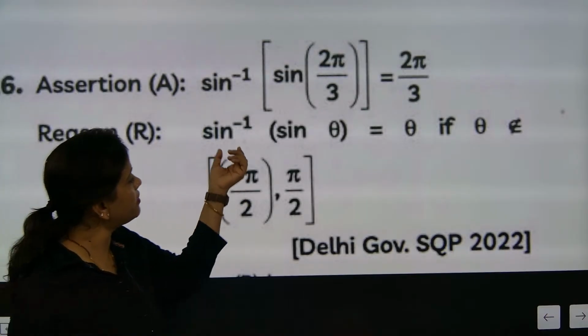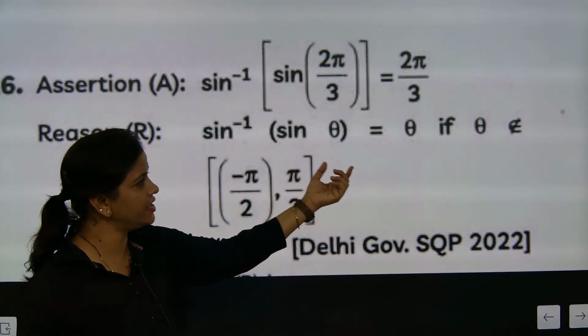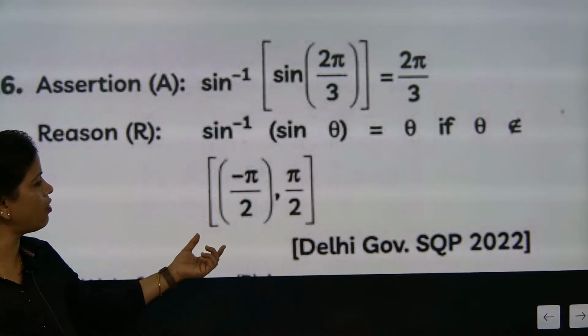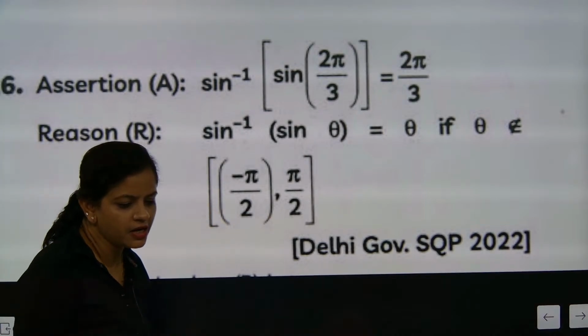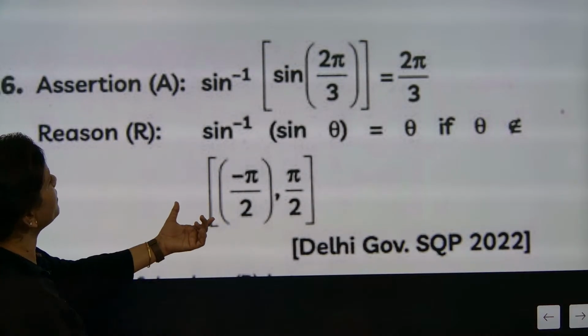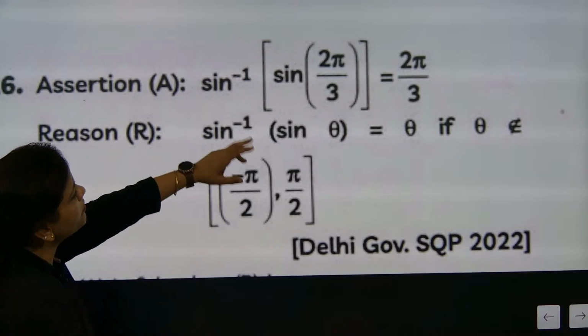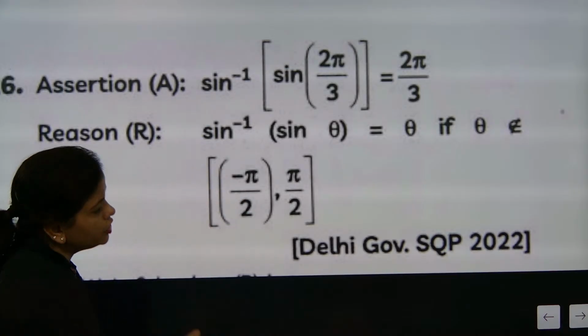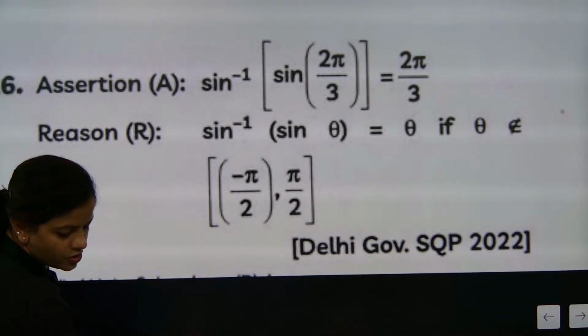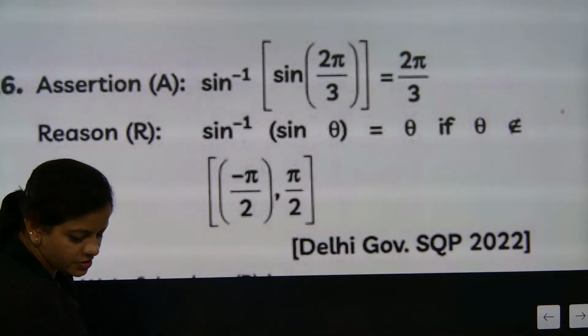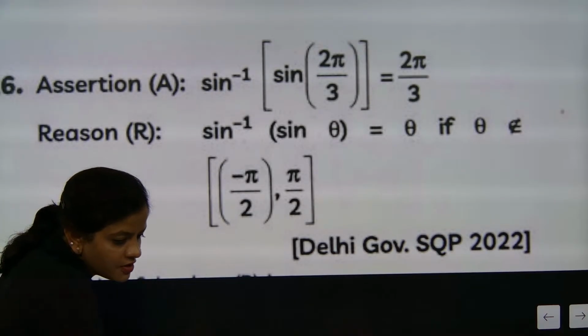Because here, when sine inverse sine theta is there, theta must belong to minus pi by 2 to pi by 2. Correct? Here, what is the domain? The domain is minus pi by 2 to pi by 2. So is the assertion true? The assertion is coming here false.